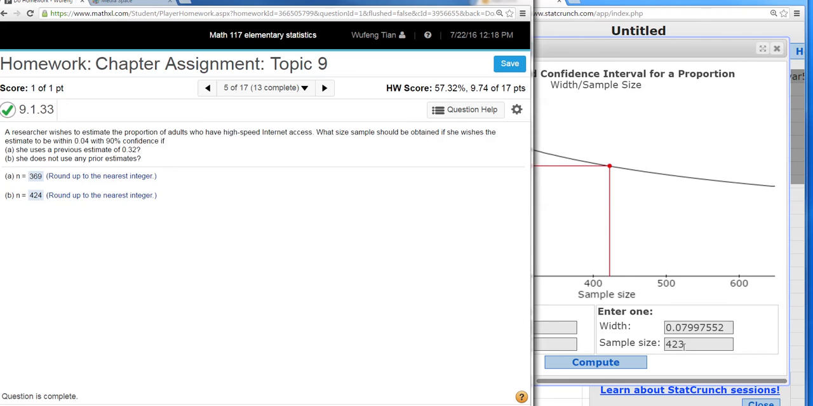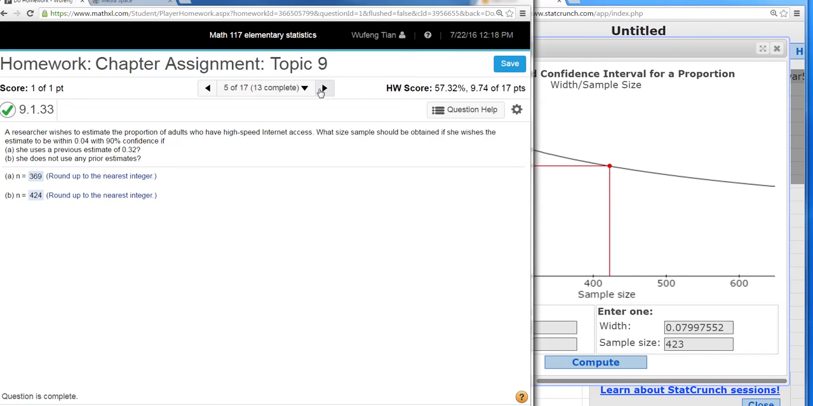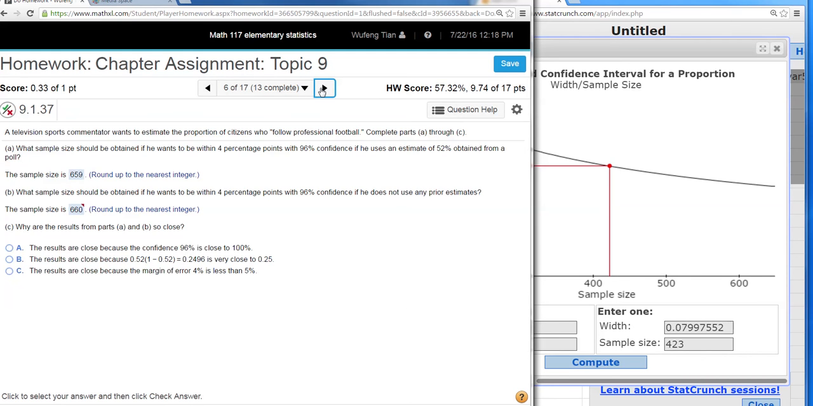Okay, so it's 424, because I think the software only estimates, and there's a rounding error here. So you choose the next integer, so it's going to be 424. Sometimes this one is right, sometimes it's the next one. So you can use your formula to try to verify it. This is software, so it can't be 100% right sometimes. But this one is right. Okay, number 6, you can do the same thing. It's exactly the same as number 5.